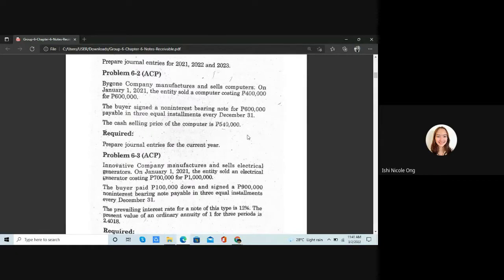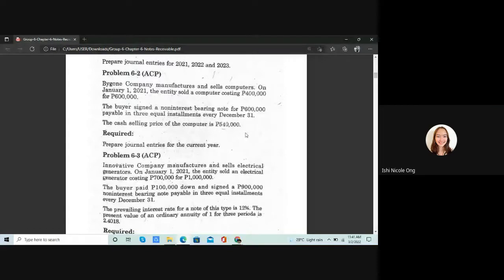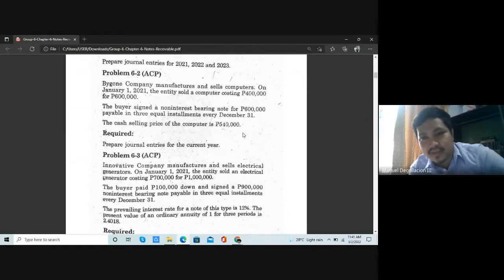What was your question, sir? Di ba your entry was debit cash, debit unearned interest income, credit notes receivable, and credit interest income. The debit to cash and the credit to notes receivable is to record the payment and the corresponding decrease in the receivable. What's the purpose of debiting unearned interest income and crediting interest income? Sir, because we've already received half of the unearned interest income from January 1, 2021.